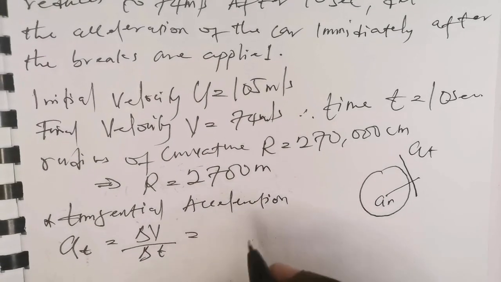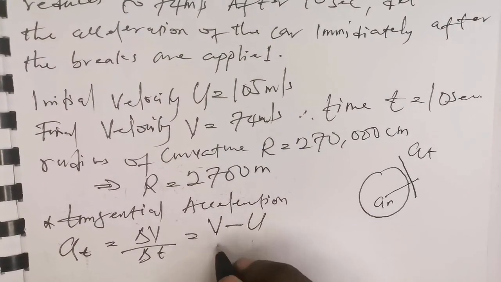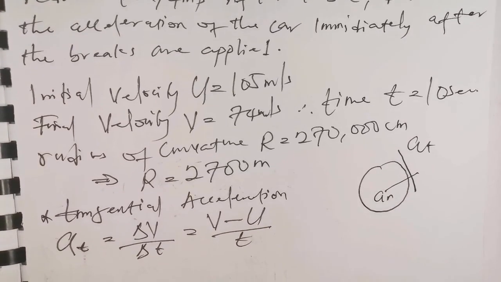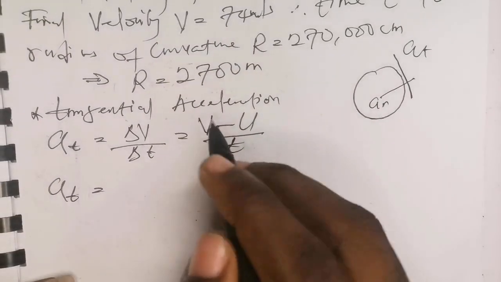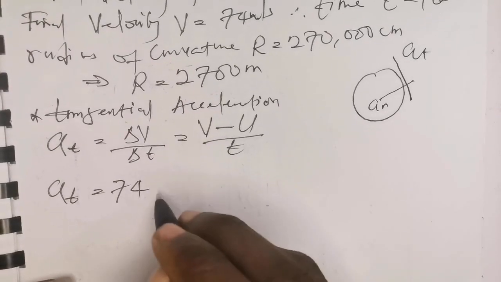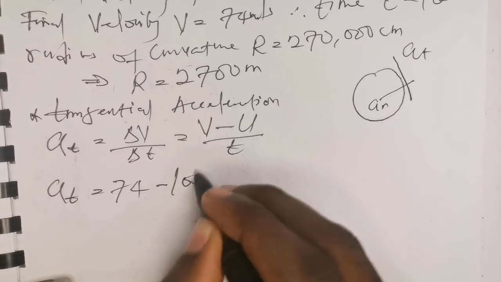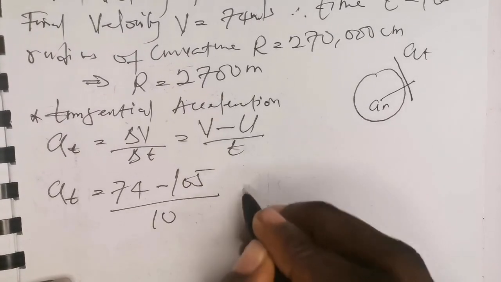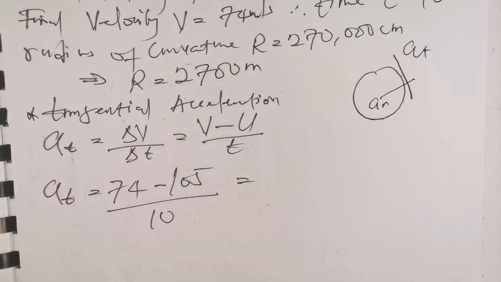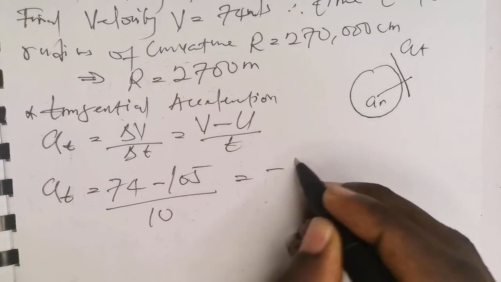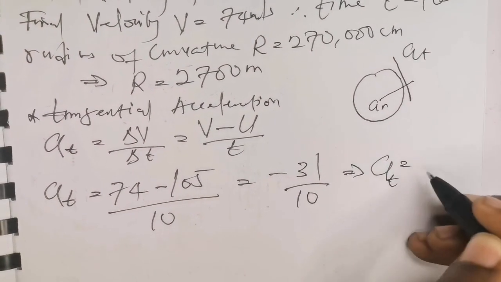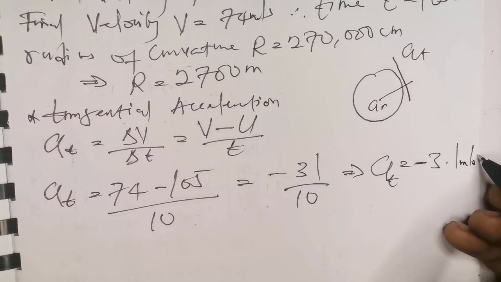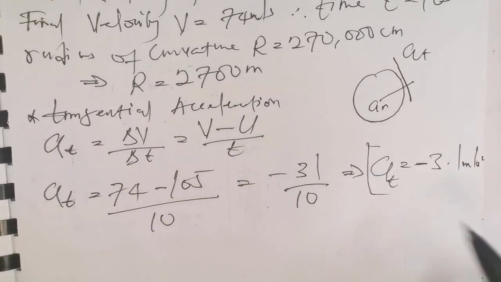Now, what is change in velocity? Final speed v minus initial speed u, all over time. So our tangential acceleration a_t is equal to the final speed, given as 74 meters per second, minus the initial speed, given as 105, divided by the time, given as 10 seconds. So this is equal to 74 minus 105, which gives us negative 31 divided by 10. Therefore, this implies that the tangential acceleration is equal to minus 3.1 meters per second squared. So this is our tangential acceleration.